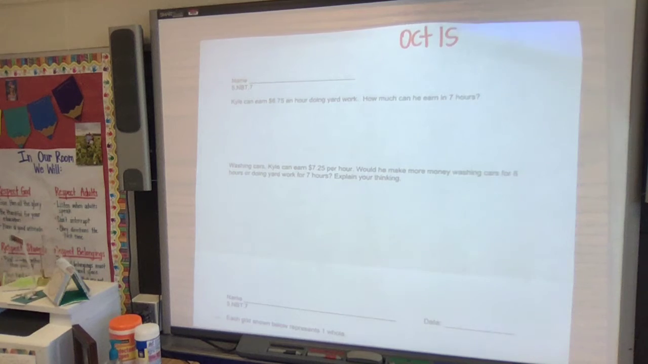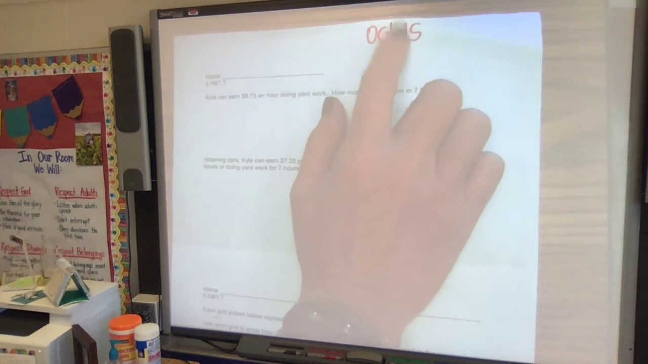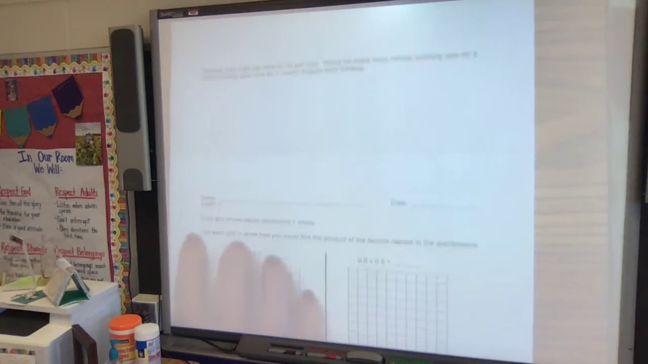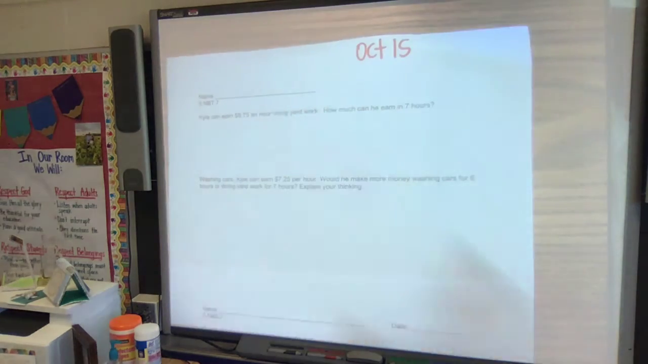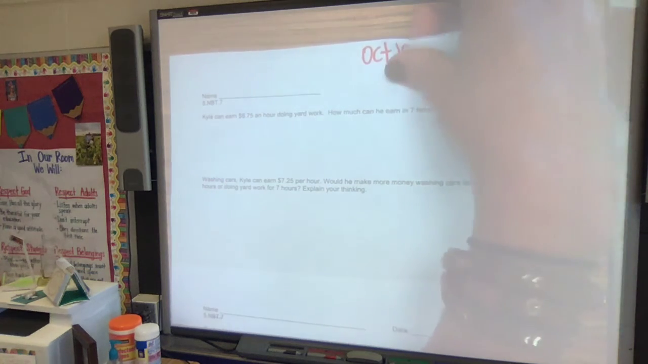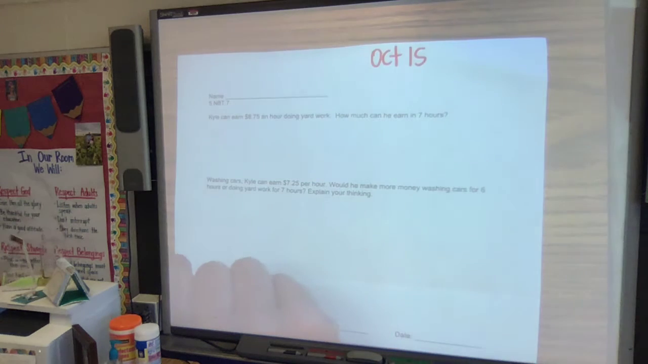Okay, boys and girls, today we are looking at our worksheet that says October 15th at the top. It has one problem at the top and two at the bottom. So the first one says Kyle can earn $6.75 an hour doing yard work. How much can he earn in 7 hours?